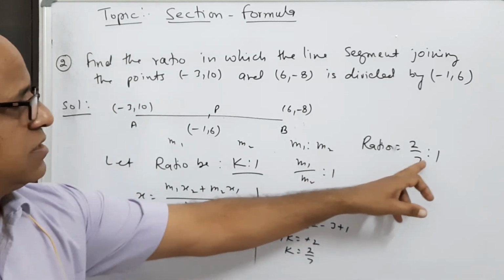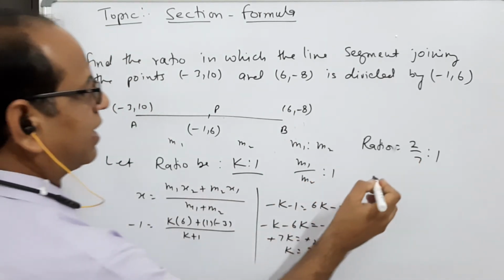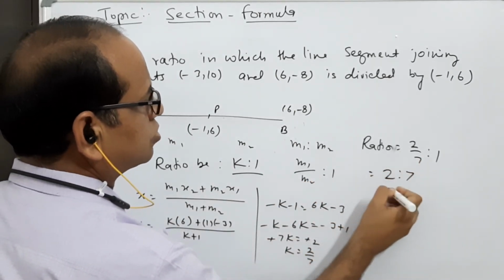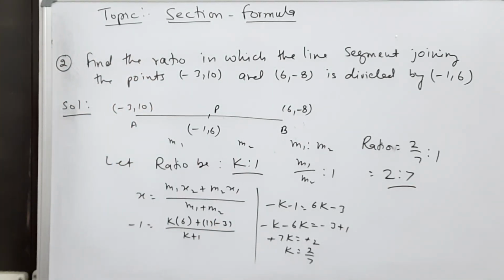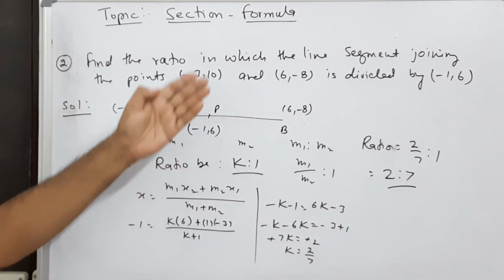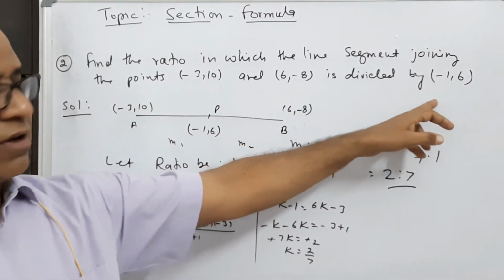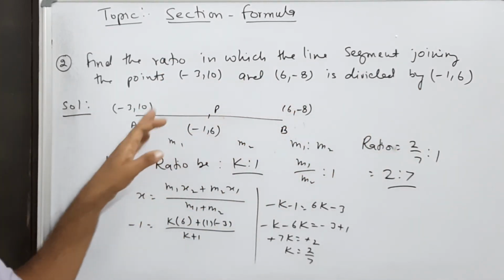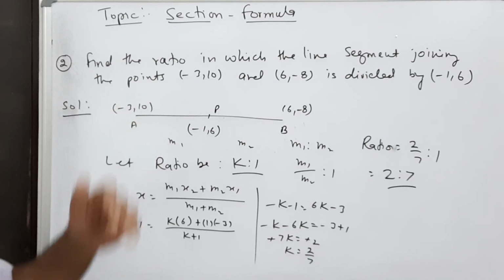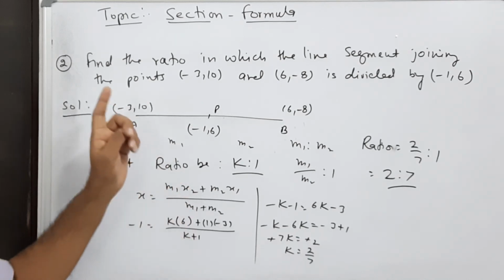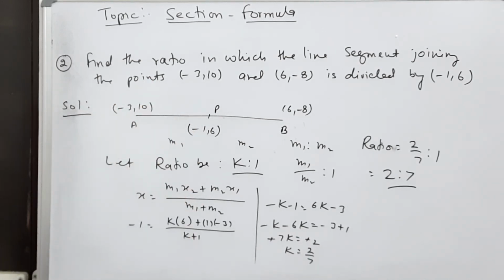Now you compare these two. So the final answer will be 2:7. So in this way, we can find the ratio if the ratio is missing and the points are given. And if the points are given and the ratio is given, we can find the point. So this is the reciprocal problem related to the section formula. I'll explain one more sum and then I'll wind up.